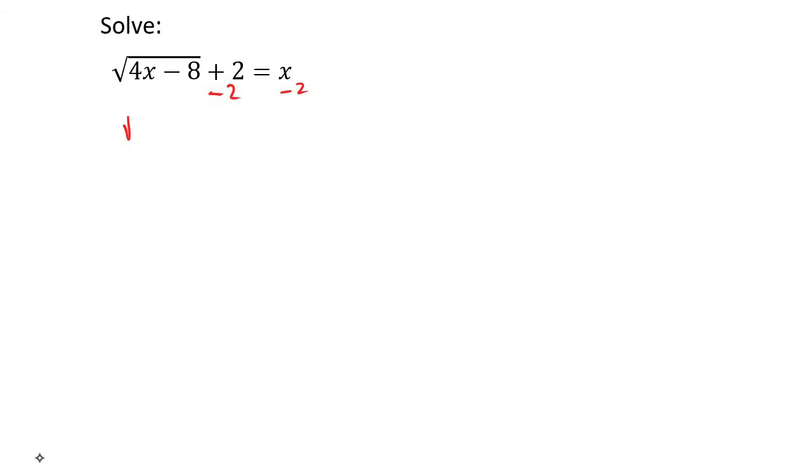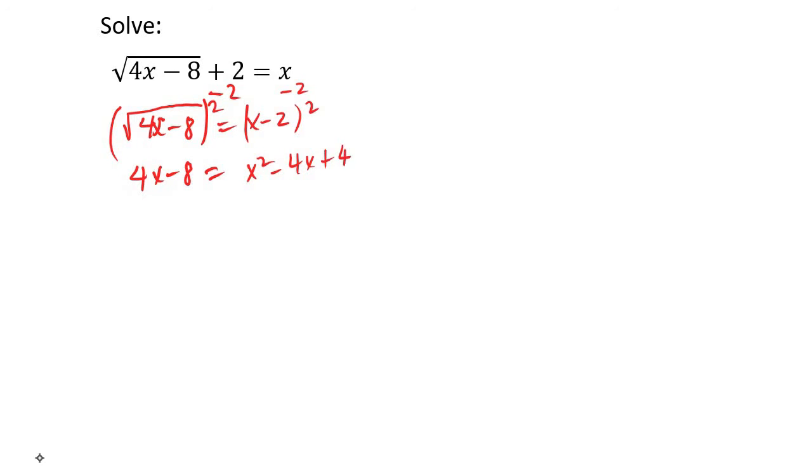So let's confirm this. We're going to subtract 2 from both sides, just like the other one. So that will leave the square root of 4x minus 8 equals x minus 2. And then we're going to square both sides. 4x minus 8 equals x squared minus 4x plus 4. Remember, you are multiplying like that, you're multiplying that to get this other one, okay?